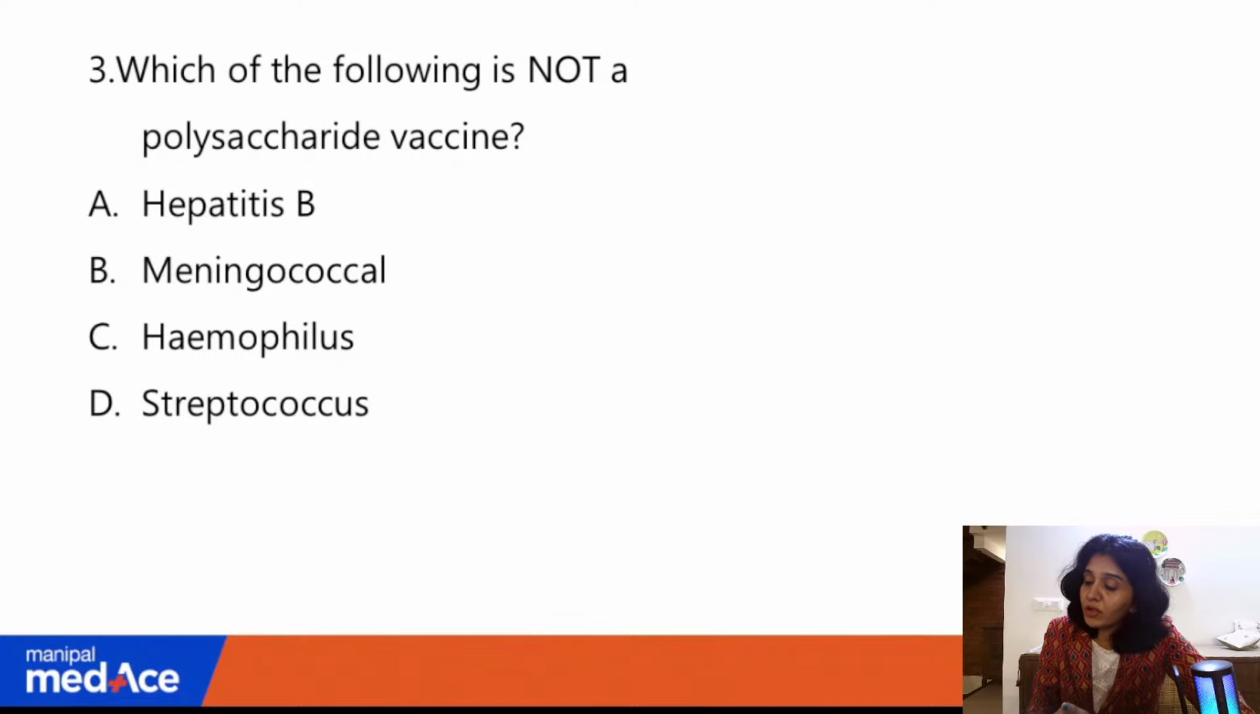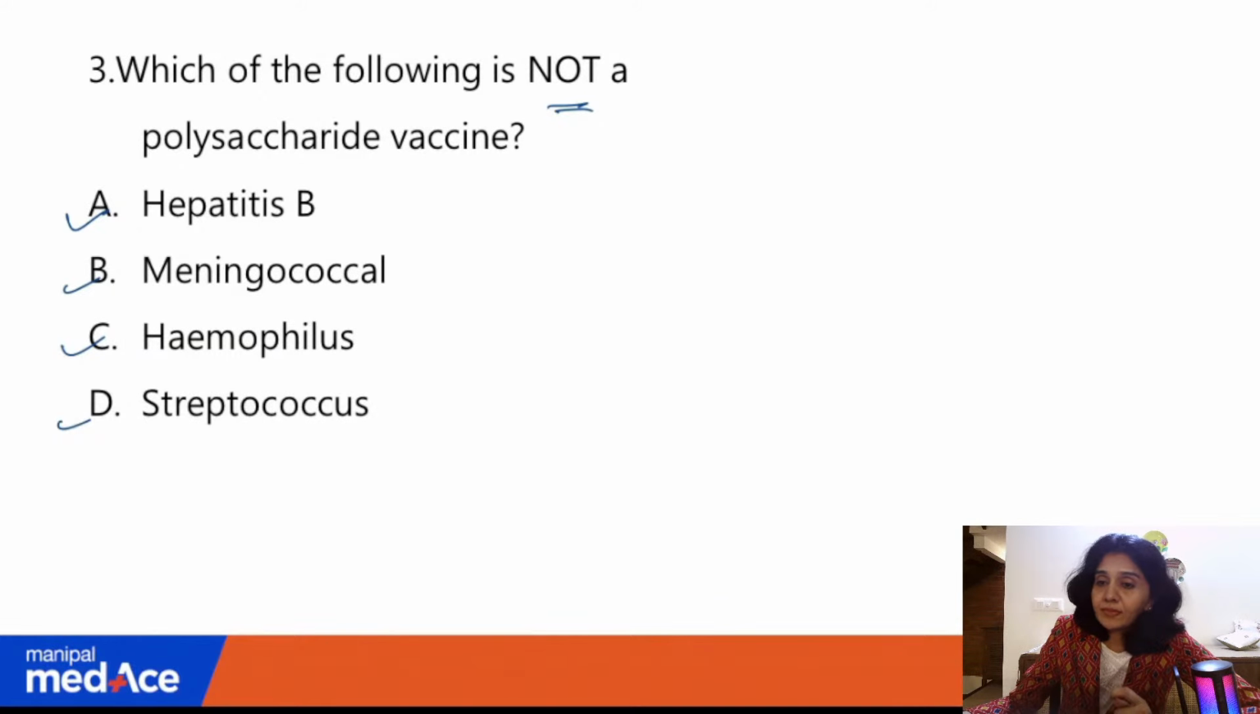So which of the following is not a polysaccharide vaccine? So they've asked the type of vaccine here. So what are the options given here? Hepatitis B, meningococcal, Haemophilus and Streptococcus. So which of the following is not a polysaccharide vaccine? Okay, we should not miss such words like not, incorrect, except. So the answer is what here?